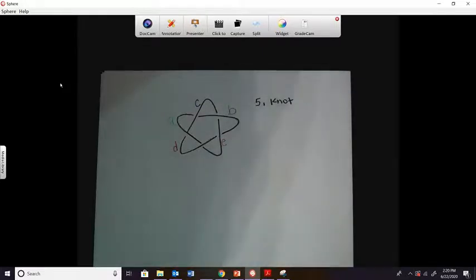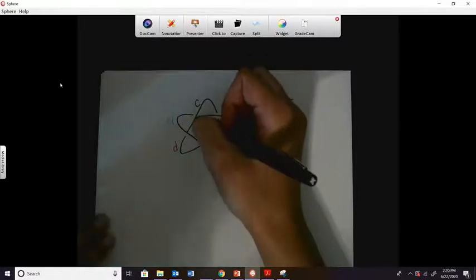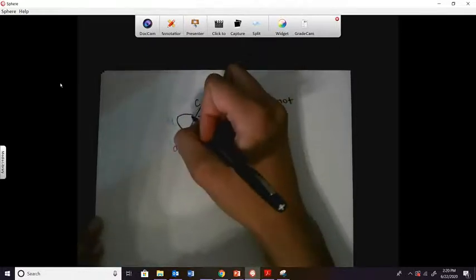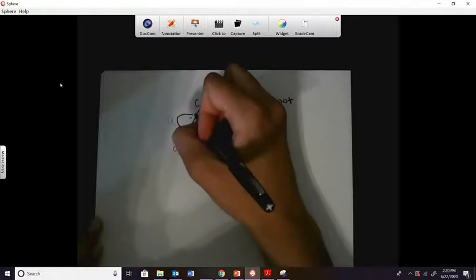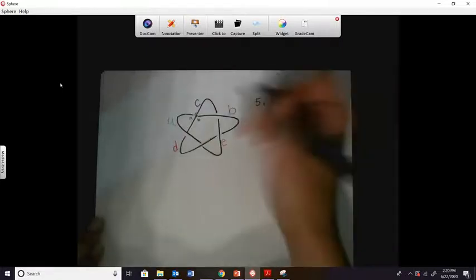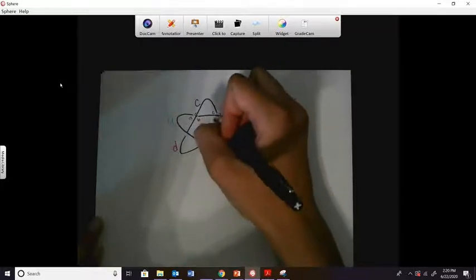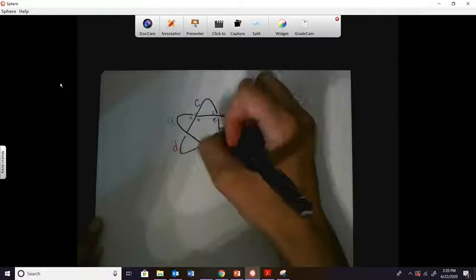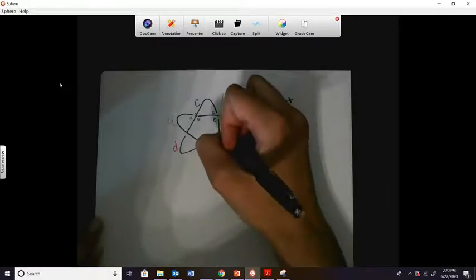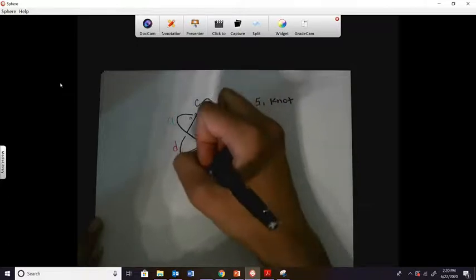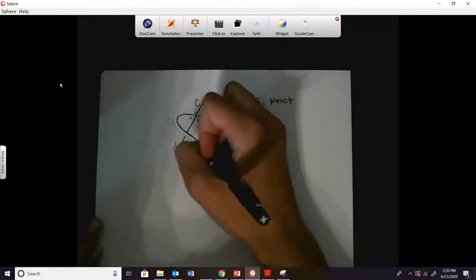Now I want to make sure and label each one of my crossings. So at this crossing, I have an A, a B, and then the C is the overcrossing. Here my overcrossing is B, C, and E. Then I have E, D, and B, D, E, and A, and then A, C, and D.